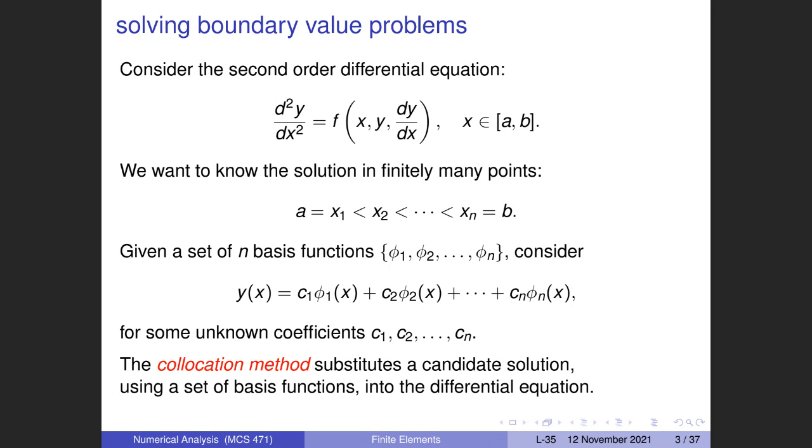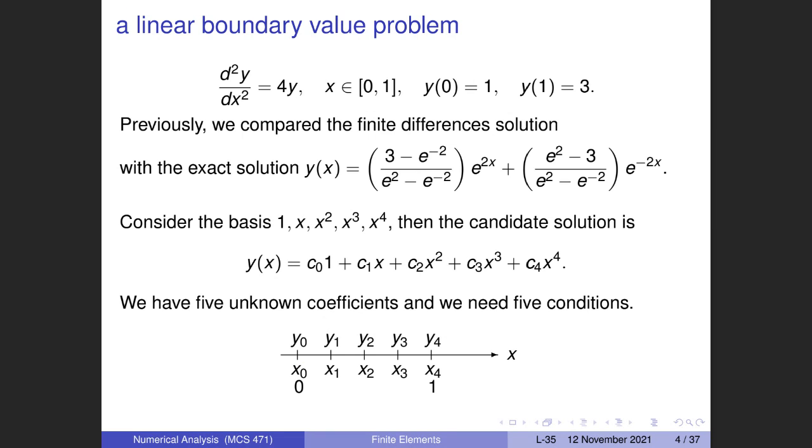So the inputs are the gridding, also the right-hand side where we can evaluate the differential equation, and then we have our unknown coefficients. You can see that the n dimension is important here; n coincides with the number of coefficients, the number of basis functions, and the number of grid points. And we will substitute the candidate solution, written as a linear combination of the basis functions, in the differential equation. And if the differential equation is linear, then we will obtain a linear system. Let's do it.